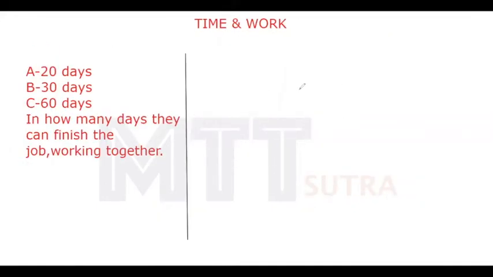Now in this question, there are 3 persons, A, B and C. A takes 20 days, B takes 30 days, C takes 60 days. In how many days can they finish the job working together? So here also, let us first discuss the fraction of work method.